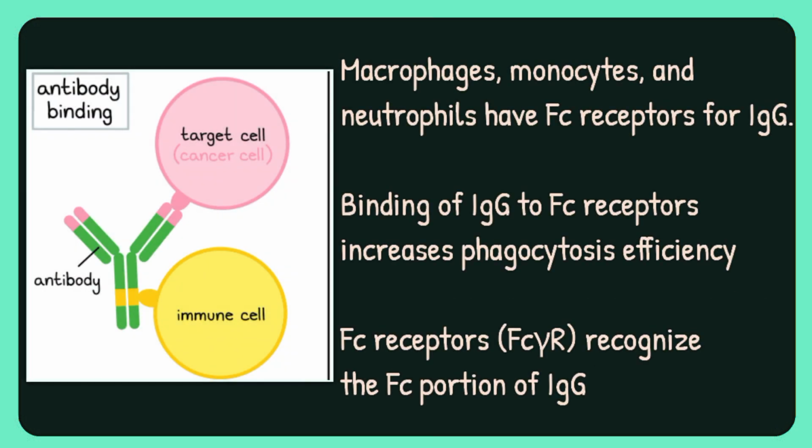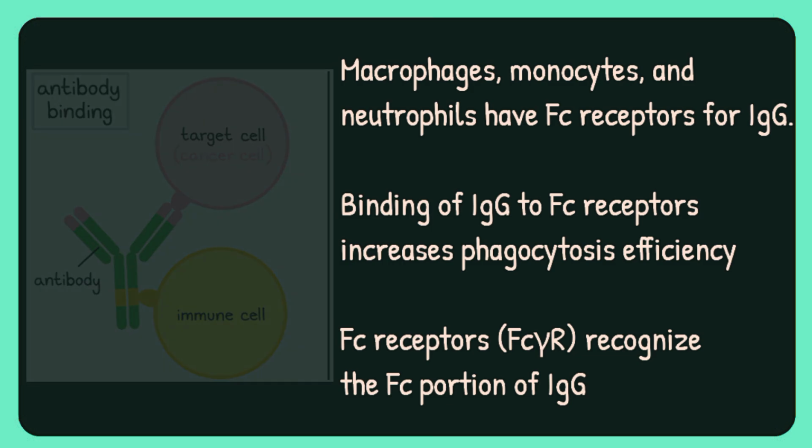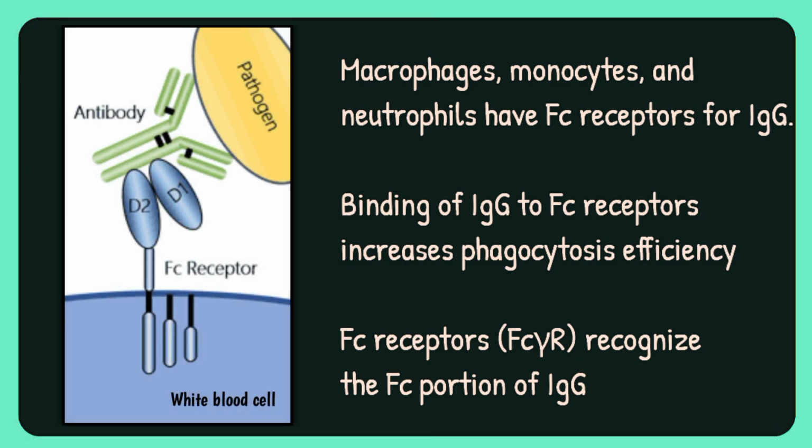Macrophages, monocytes, and neutrophils have special Fc receptors for IgG. When IgG binds to these receptors, it makes phagocytosis much more efficient. These receptors, called Fc gamma receptors, Fc gamma R, recognize the Fc portion of IgG, helping immune cells grab and destroy tagged pathogens.